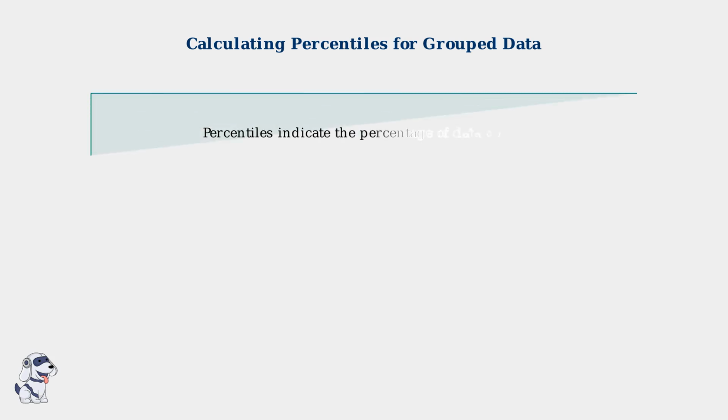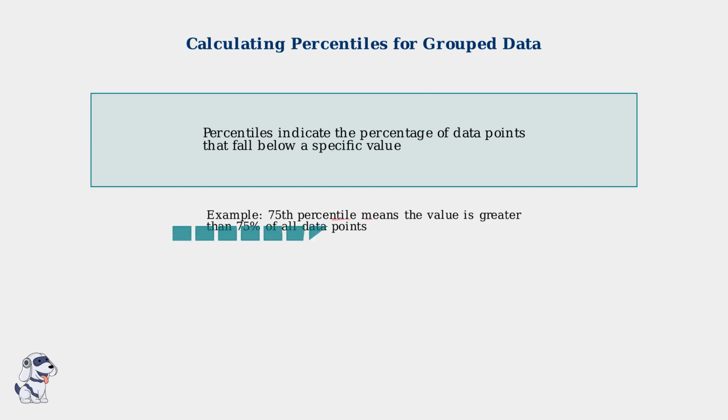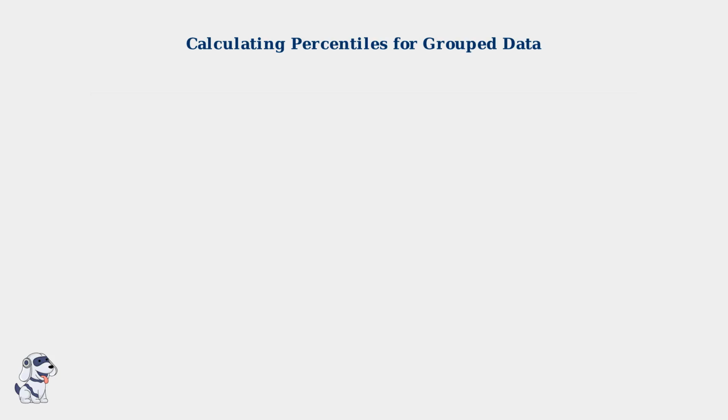Percentiles are important statistical measures that tell us the relative position of a data point within a data set. Unlike measures of central tendency, percentiles help us understand where a particular value stands compared to all other values. For example, if a student scores in the 75th percentile on a test, it means their score is higher than 75% of all students who took the test. This gives us valuable information about relative performance.